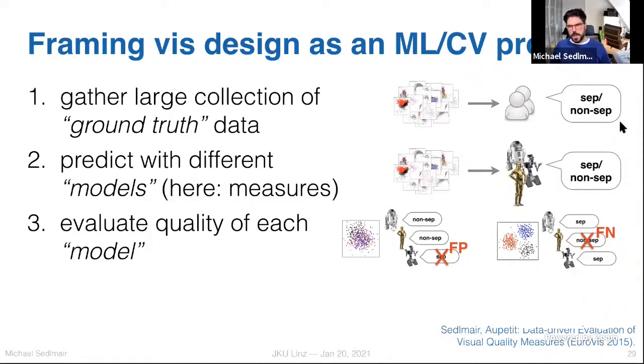And if you have many people, you can also get some insights on the uncertainty. So for some scatter plots, people really tend to agree that this is separable. For some others, they really tend to agree that it's non-separable. And then you also see things, okay, here, so you can even put that into your models, predicting an uncertainty value.